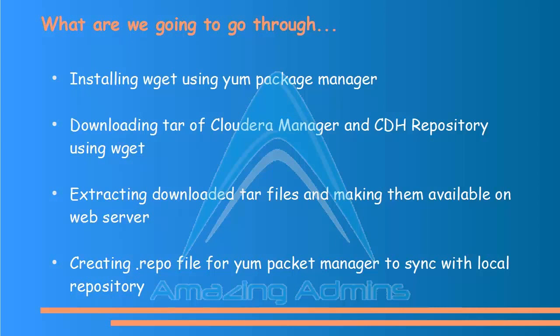After that, we'll download the tar version of Cloudera Manager and the CDH repository. In CDH, we have two types of repositories, that is the parcel repository and the RPM repository. We'll be downloading both. After the download completes, we'll extract it and put it into the /var/www/html folder, which is the root directory for the web server files. After creating the local repository for yum, we'll create the .repo file for the yum package manager so that it can locate the files required to be installed on the local repo server instead of going to the internet.